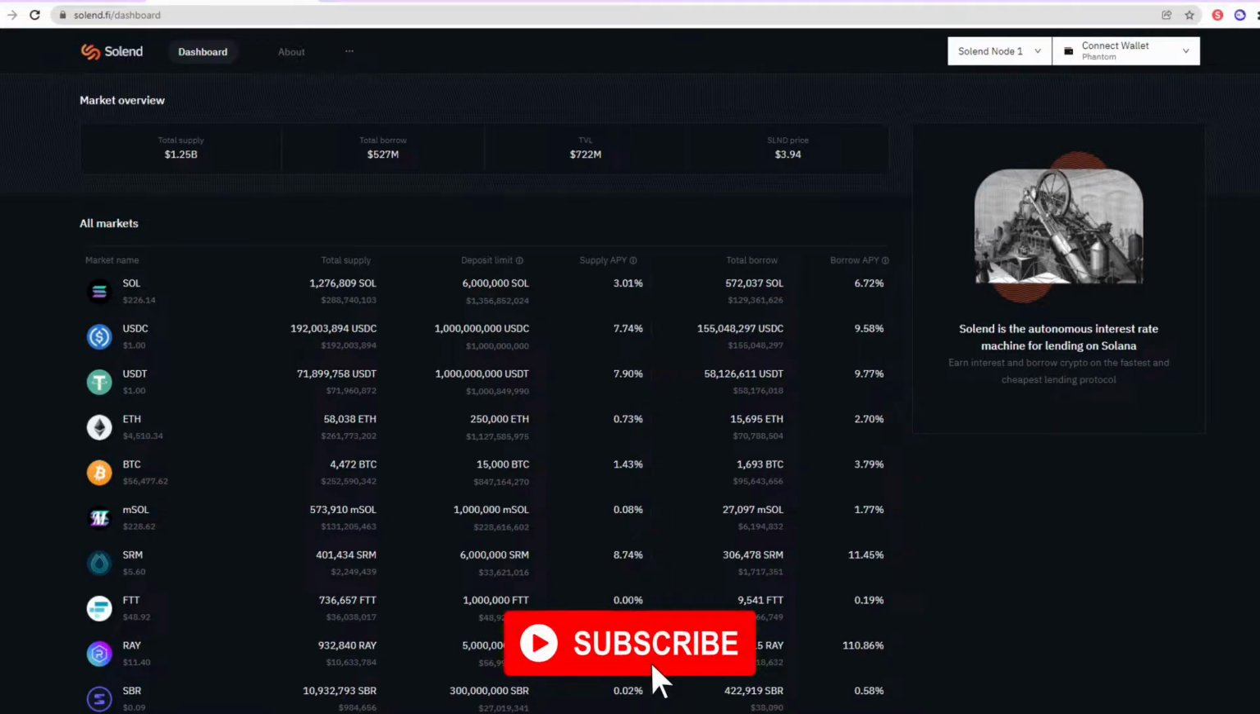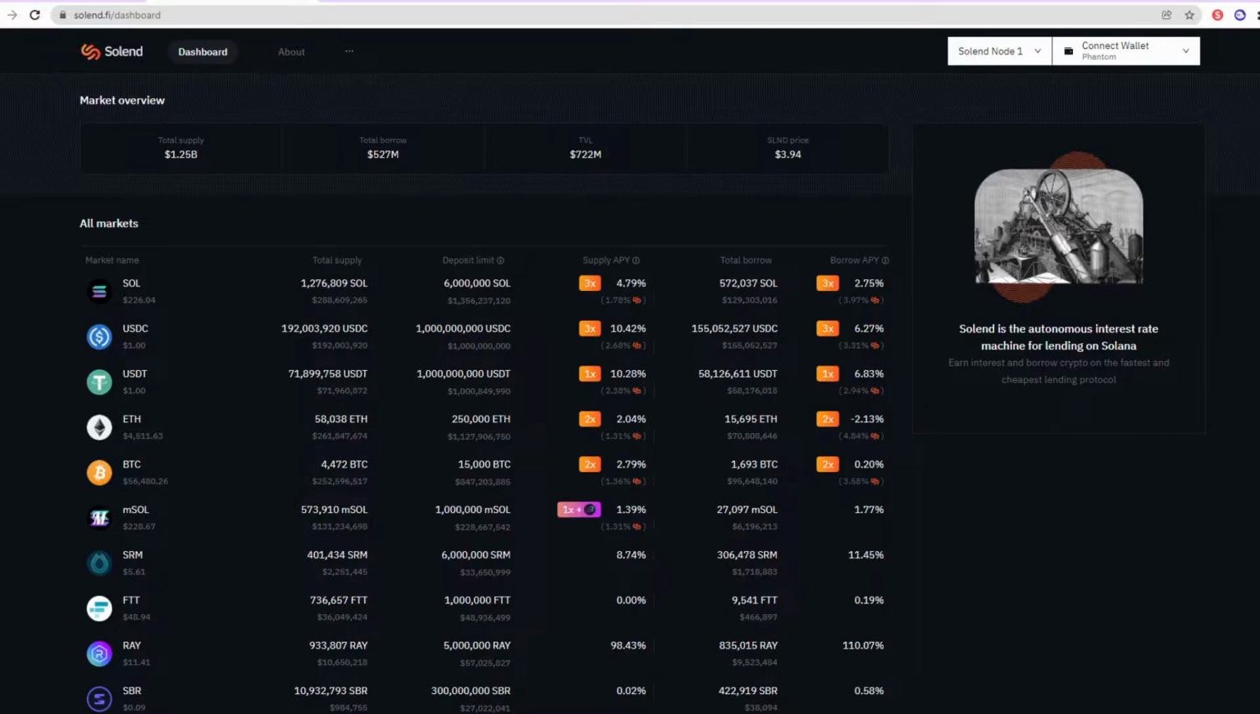So all my crypto holdings are exclusively on the Solana chain, which is why I will be introducing protocols that are mainly on the Solana chain itself. So the first protocol that I'm going to introduce here is Solend.